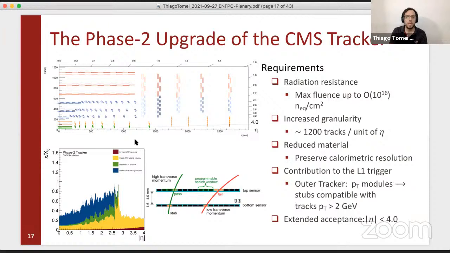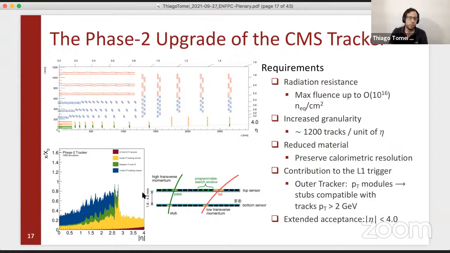And since we have so many tracks coming out because of the pile-up, we need increased granularity. But there is one other thing. One of the design choices that was made, and unfortunately it was made more or less the same both in ATLAS and CMS, is that it turned out that there was a lot of material in front of the calorimeters. And as you know, this is not good for the resolution of the calorimeters. So the CMS tracker was redesigned in order to reduce the material. So you can see here on the bottom left, the material in front of the calorimeters in units of radiation length. So we want to reduce this as much as possible in order to preserve the calorimetric resolution.